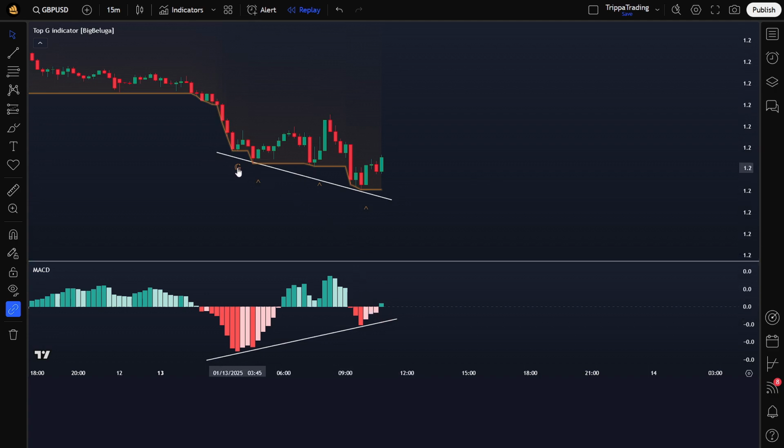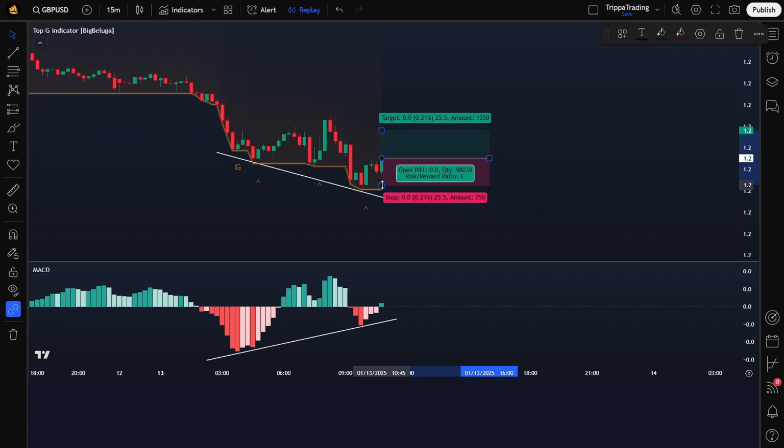Once you have this divergence, look for a G label appearing within this area. This increases the chances of a strong reversal to the upside. The final confirmation comes when the MACD histogram turns green again, signaling bullish momentum. This is where you enter a buy position. So I will open a buy position here.